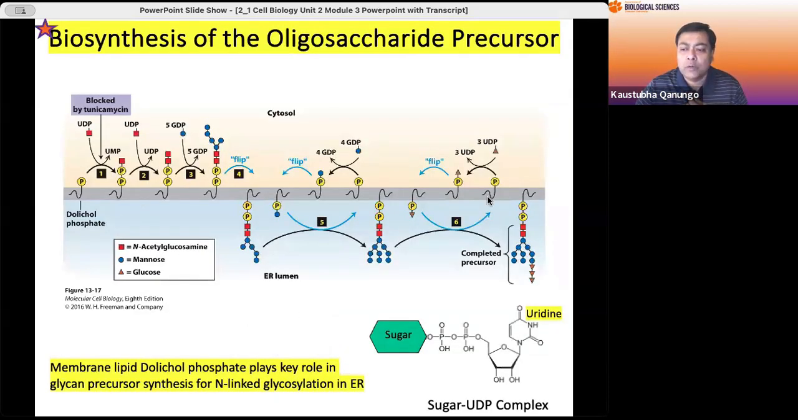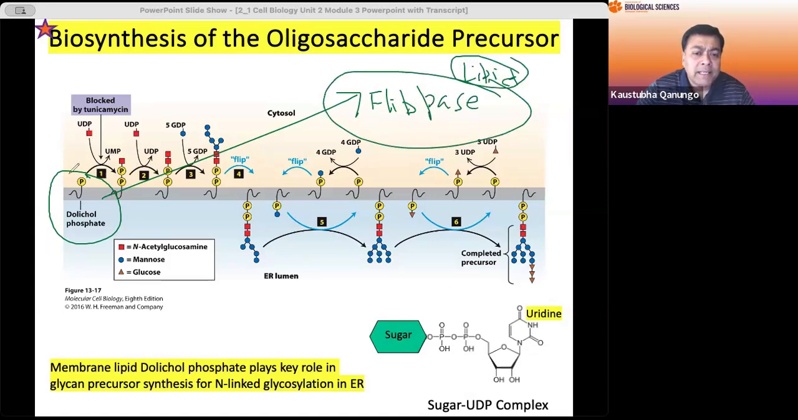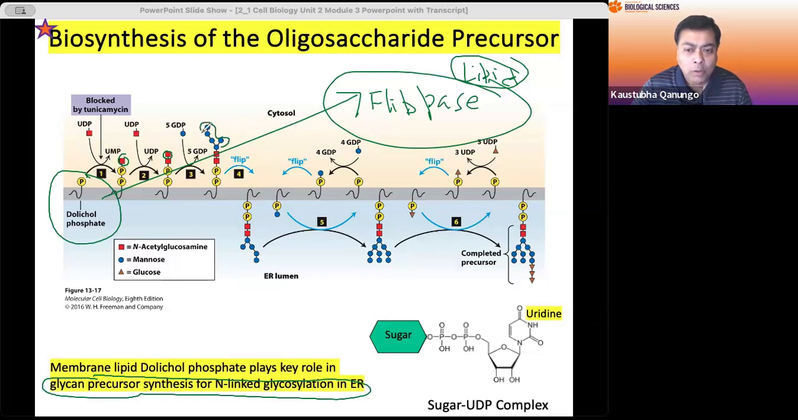Here, what we are looking at looks a little intimidating, but all you have to remember is that this is dolichol phosphate. Remember that this is a flippase; we talked about that in unit 1. The dolichol phosphate plays a key role because it carries the glycan precursor synthesis for N-linked glycosylation. See that on the dolichol phosphate, you have the first N-acetylglucosamine, the second N-acetylglucosamine, and then sequentially all these mannose.